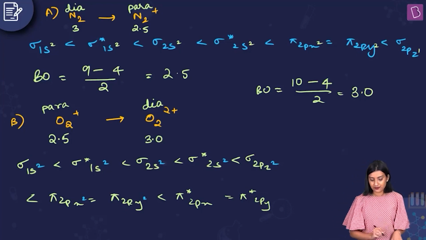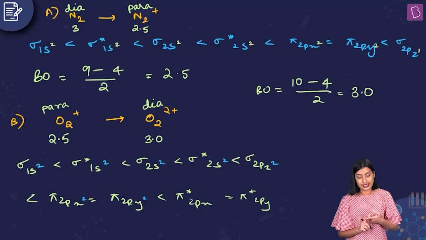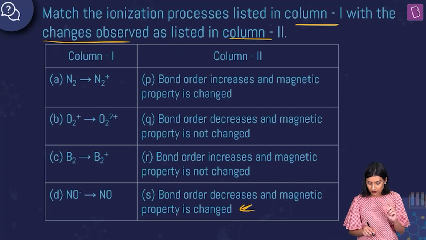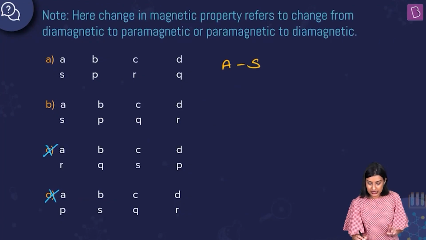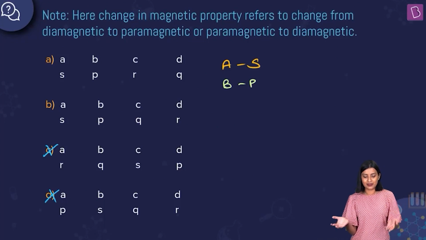So let's see, did the magnetic behavior change? Yes. What happened to the bond order? It increased. So bond order increased, and the magnetic properties changed, which means we're referring to option P. So B goes with option P. Too bad that didn't help us narrow anything down, because options A and B both are mapping B to P. No problem, not an issue. We learned something out of it.